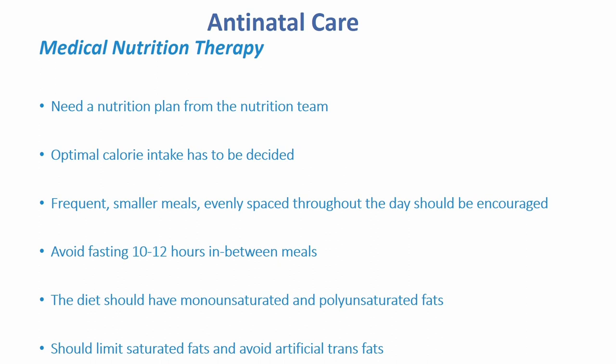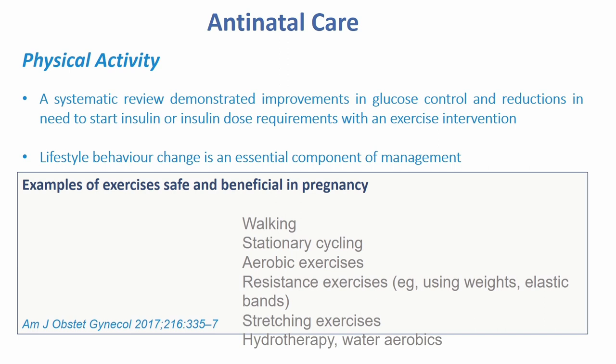Even for fasting blood sugar, about 8 hour fasting is more than enough for the follow-up and for the blood sugar series measurements also. And the diet should have monounsaturated and polyunsaturated fats and should limit saturated fats and artificial and trans fats. As you're aware, exercise has shown benefit even in pregnancy to control hyperglycemia. And it has been shown that walking, stationary cycling, and aerobic exercises all give benefits during pregnancy. And it will delay the start of pharmacological therapy in these patients with hyperglycemia, especially in gestational diabetes.